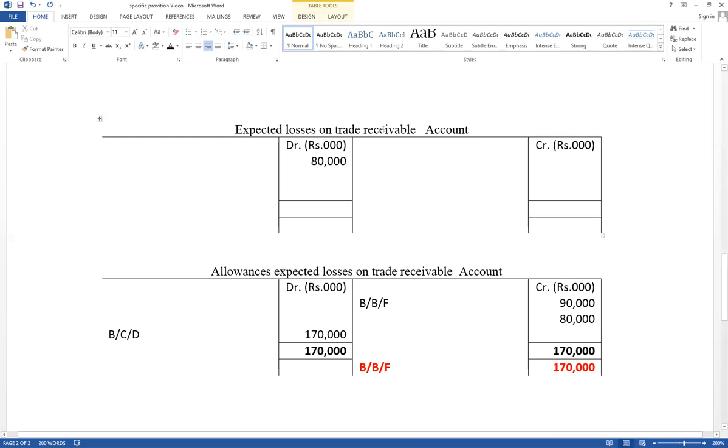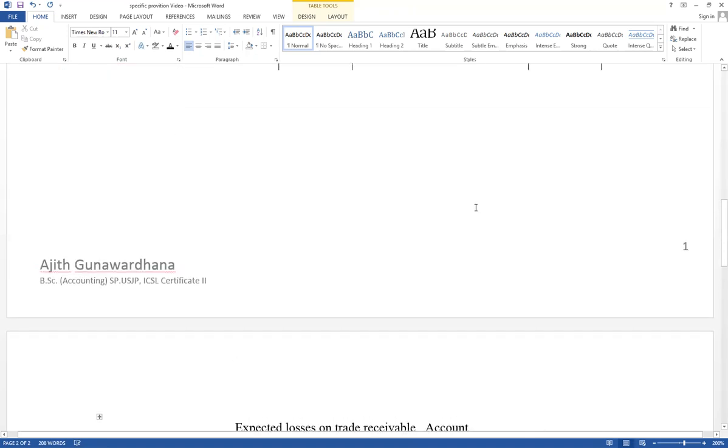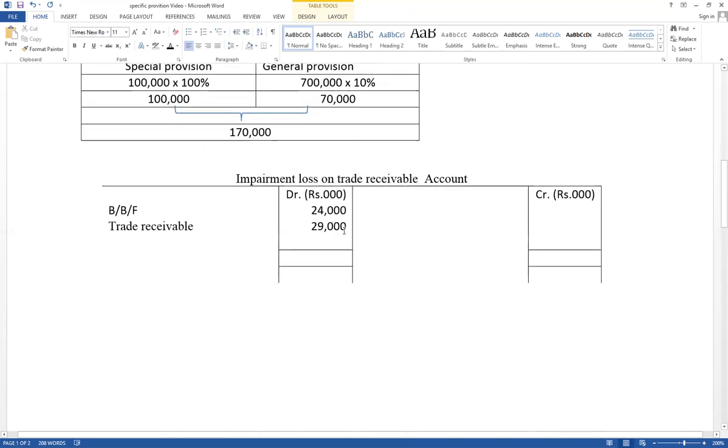Therefore, expected losses on trade receivable account debit, allowances for expected losses on trade receivable account credit. Therefore, here the name of the other ledger account is expected losses on trade receivable. Expected losses on trade receivable account debit, as allowances for expected losses on trade receivable. Then this one is an expense in the income statement, as well as impairment loss on trade receivable, also an expense in the income statement.